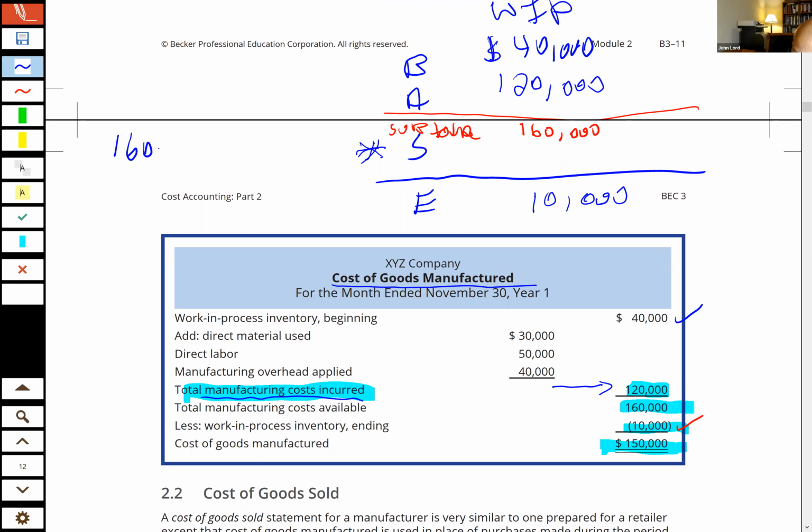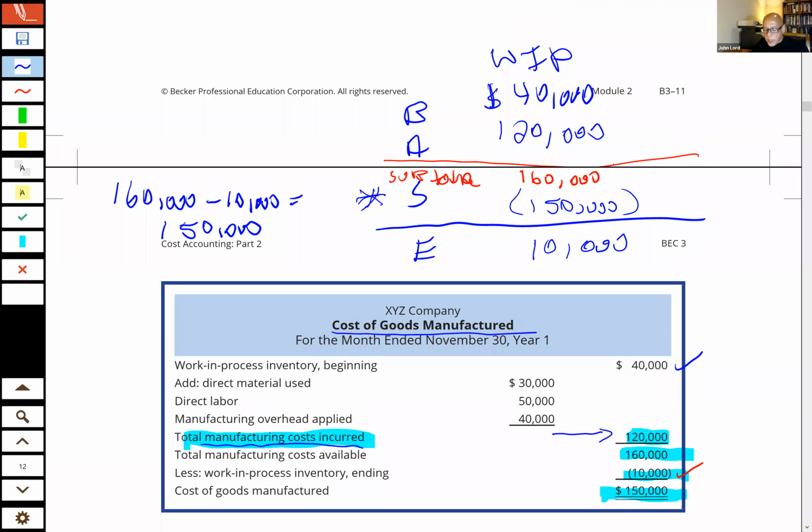And then I always go over, because I'm not good at math, and so I use my calculator to do a little side calculation. 160,000 minus 10,000 with my calculator means that we must have subtracted 150,000 from my work in process to end up with 10,000 ending inventory. And by definition, what I subtract from my work in process is my cost of goods manufactured, right? By definition. Question?